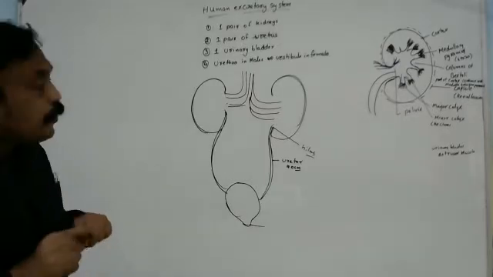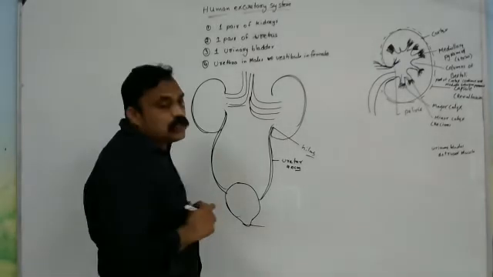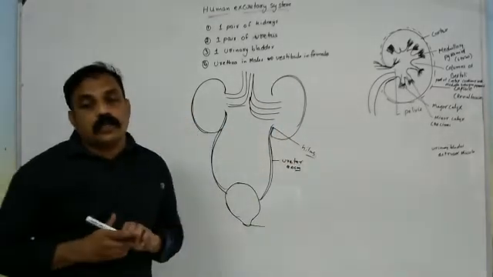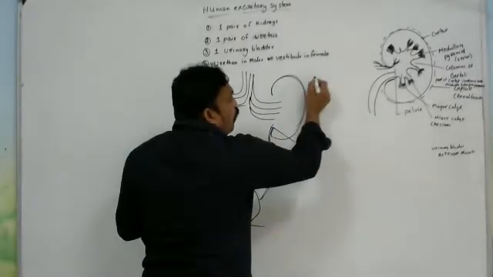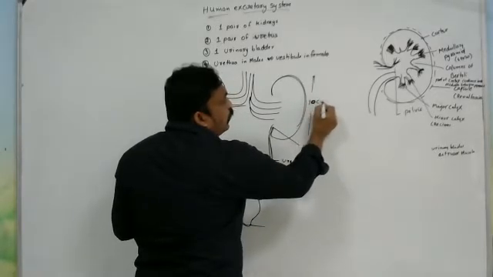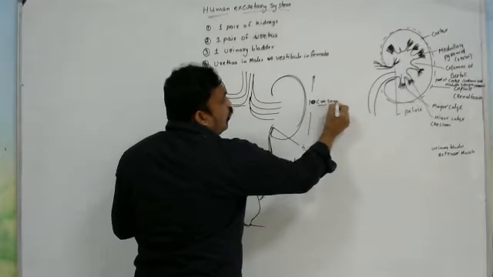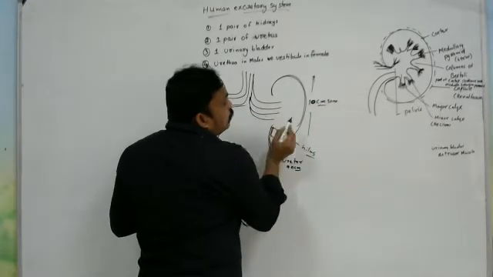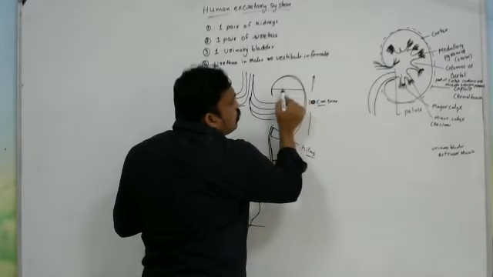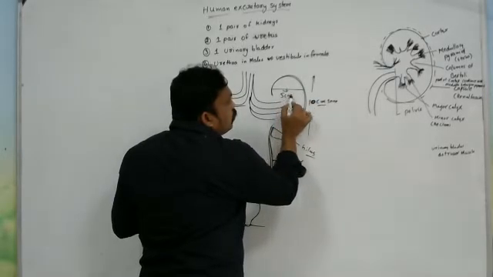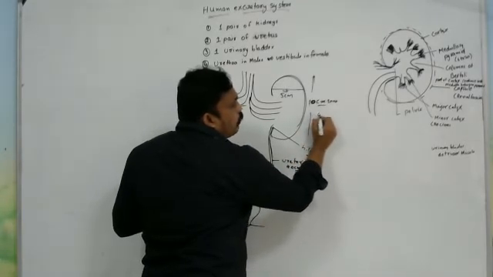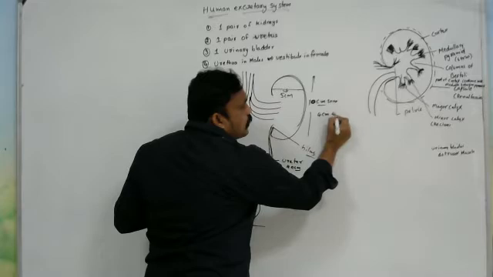First of all, let us discuss the external structure of the kidney. We will discuss the internal structure of the kidney later. The kidney is approximately 10 centimeters long, 5 centimeters wide, and 4 centimeters thick.